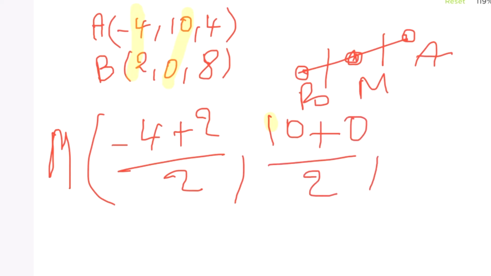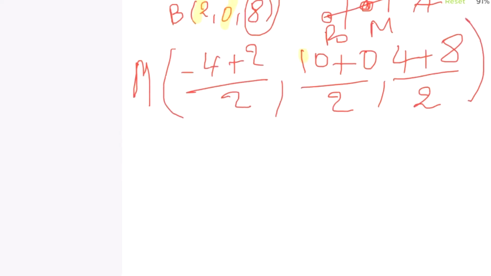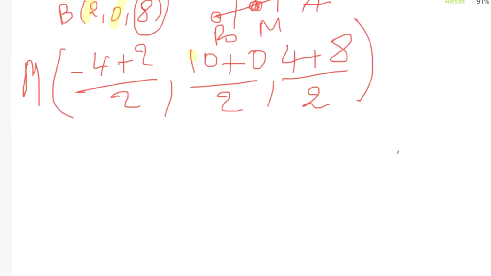It's just a formula. And then we take the z dimension. You do the same. What you do for x, you do for y, you do for z. You do the same thing. Just add now and simplify. Negative 4 plus 2 is negative 2, divided by 2 is negative 1. 10 plus 0 is 10, divided by 2, 5. 4 and 8, 12, divided by 2, 6. This is your midpoint.